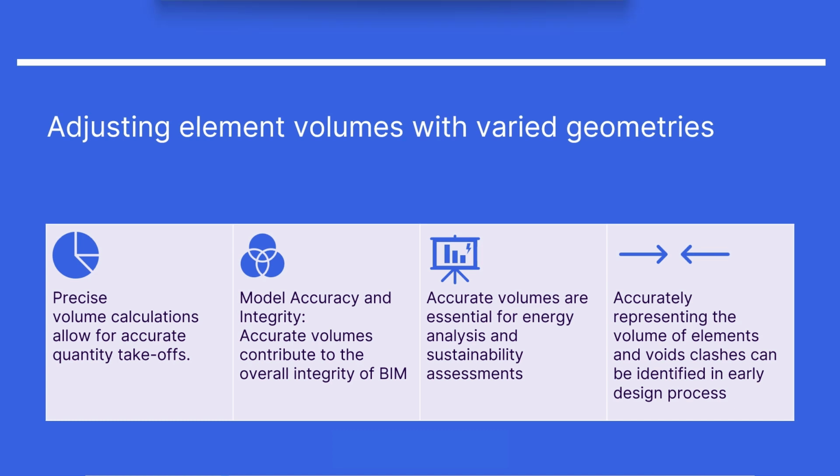Accurate volumes are essential for energy analysis and simulations. Revit's BIM capabilities enable the evaluation of a building's performance, including heating and cooling loads, based on the precise geometry of elements, including their cuts and voids. And modeling accurate volumes with cuts and voids in Revit enables clash detection and coordination. This means that potential conflicts between different building systems can be identified and resolved in the virtual model before construction begins, reducing errors and rework in the field.